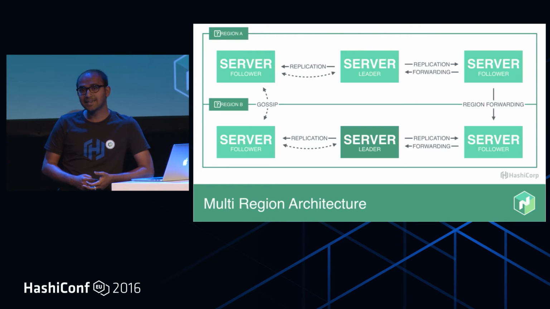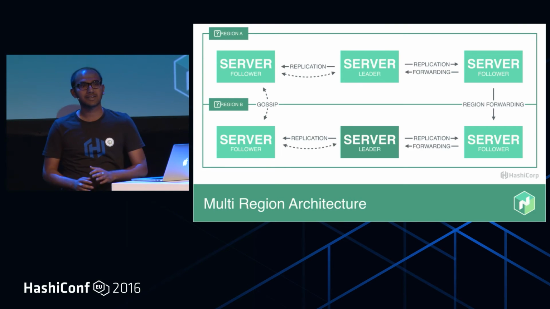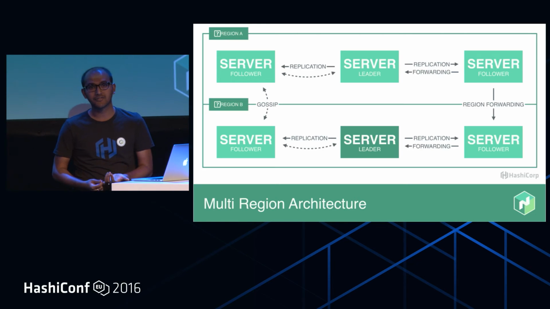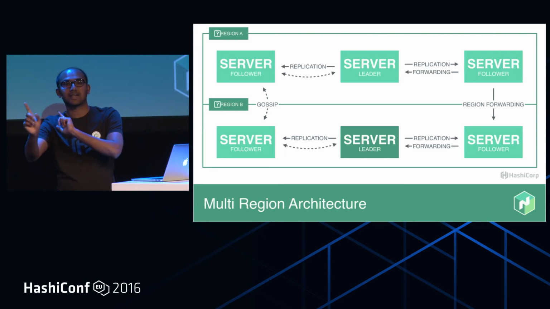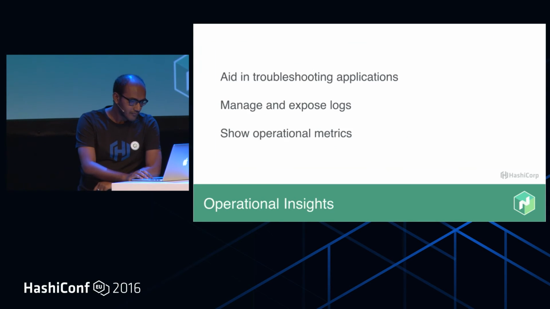So the state is highly consistent, but across the regions, we use gossip for doing discovery of different servers so that it can be highly available. So even if a region dies, and if everything dies in a single region, if you have 3 regions, the 2 other regions can still talk to each other.